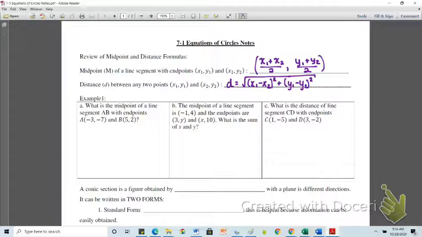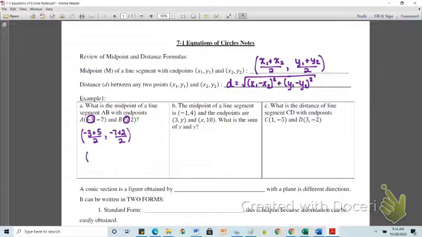So looking at example 1, it asks for the midpoint of that line segment. So my midpoint is going to be, first thing I'm going to do is I'm going to circle the x's. When I circle my x's, I know that's a visual cue for me to say those go in the parenthesis together. So I'm going to put those together, -3 plus 5 over 2, and then I'm putting my non-circled terms together, -7 plus 2 over 2.